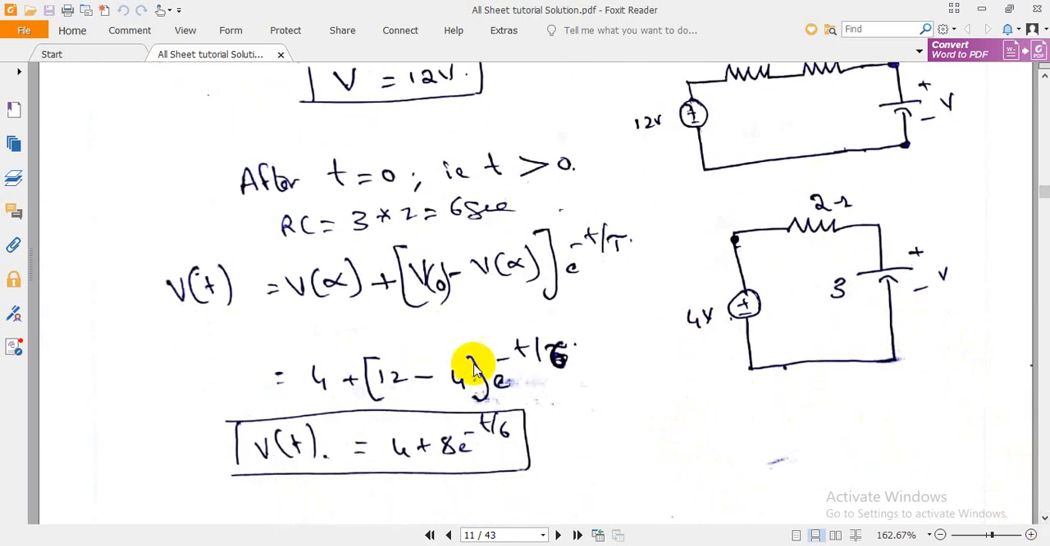Now directly you can substitute all the values. V of infinity is 4, V of 0 is 12, like this, and tau we got as 6. Now you can substitute in the formula, and you will get the final value of V of t.